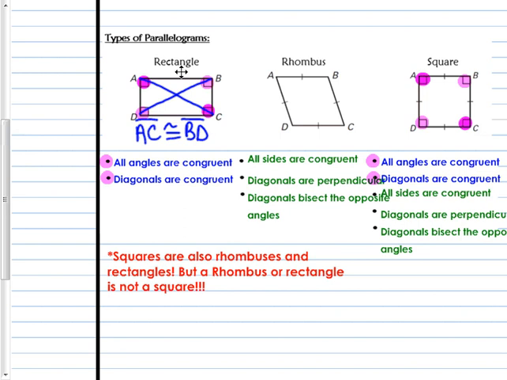So then for rhombuses, a rhombus has all sides congruent. As you can see, all the sides are congruent. The diagonals are perpendicular, which means they form right angles. And the diagonals bisect the opposite angles. What does that word bisect mean? It means to cut in half.